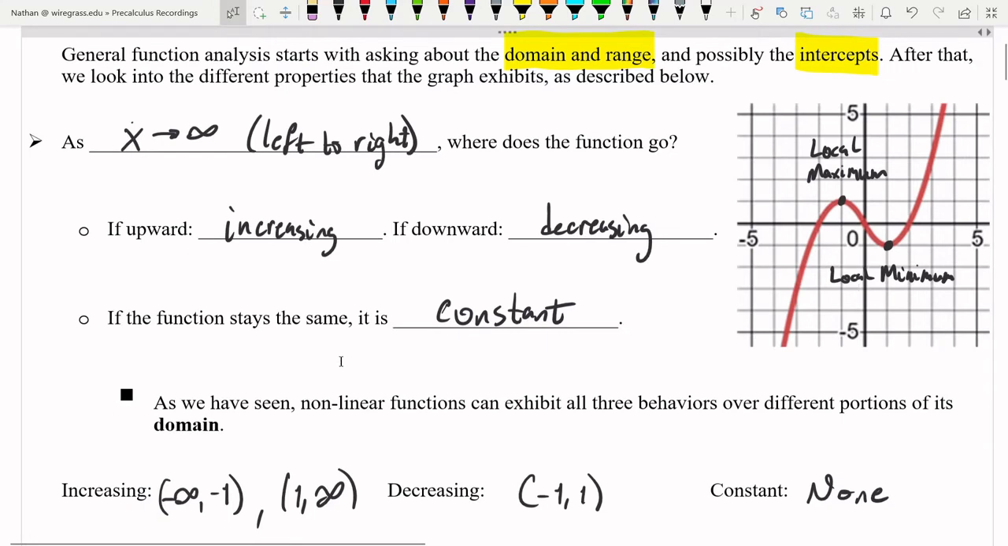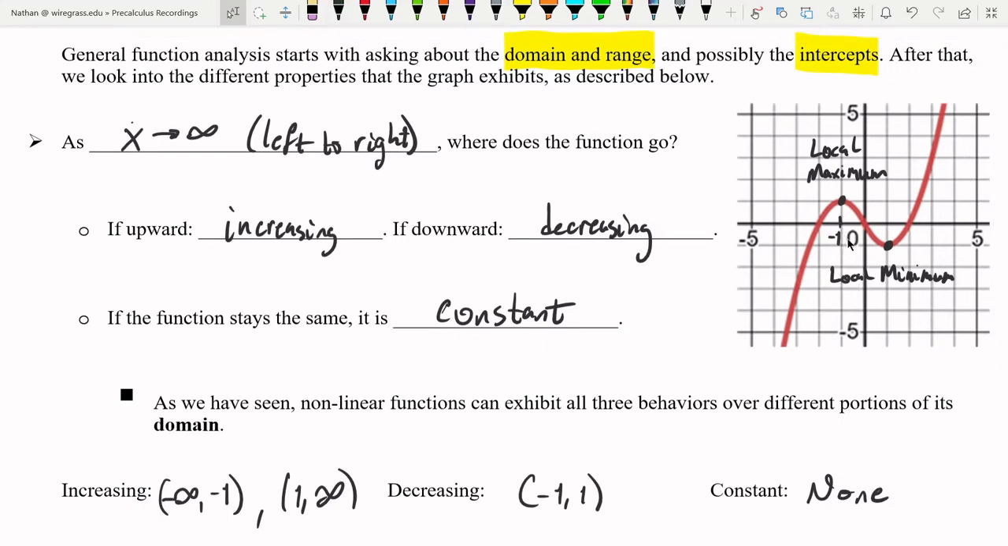Now, these are located at the x value. So the local maximum is located at x = -1, and the local minimum is located at x = +1, because they're located at the x value. Now, the actual maximum, however, is the y value of this point. So a local maximum of this function is at +1, and a local minimum of this function is at -1.